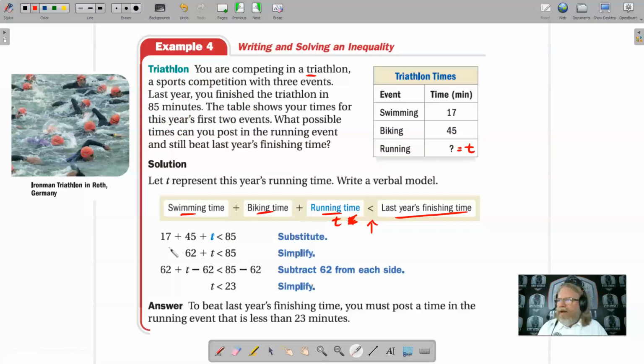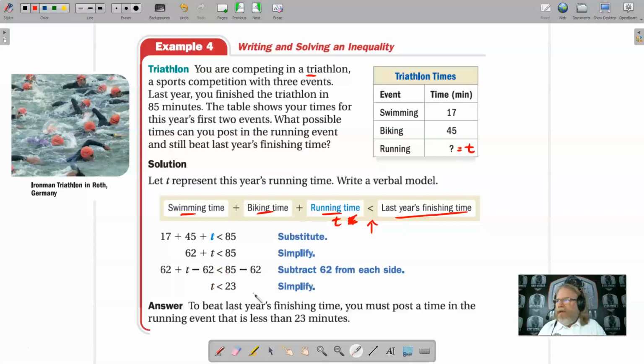So let's go ahead and simplify by first adding the 17 and the 45 together to get 62. Bring down that plus T, less than 85. Now we need to subtract 62 from each side. So we're going to add a negative 62. What we do to one side, we do to the other. 62 and negative 62 cancel each other, leaving us with T. And 85 minus 62 is 23. Bringing down our less than sign, so T is less than 23 minutes.